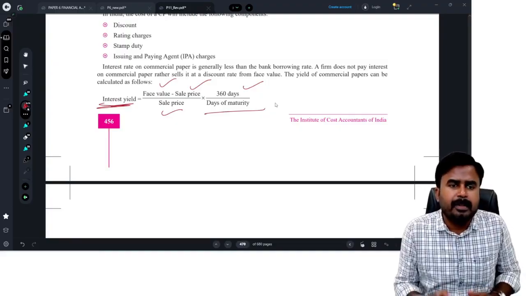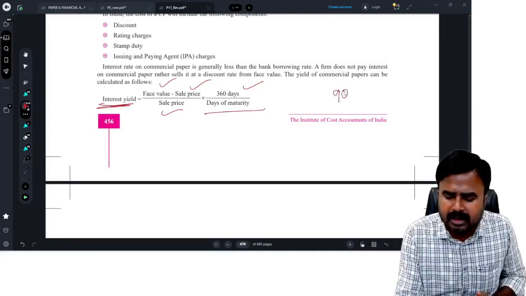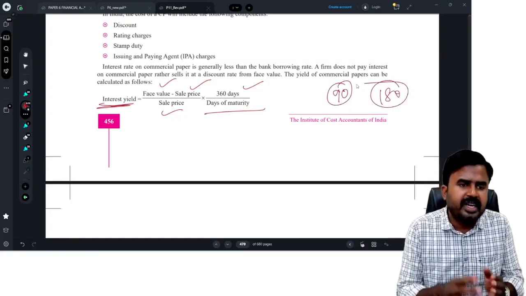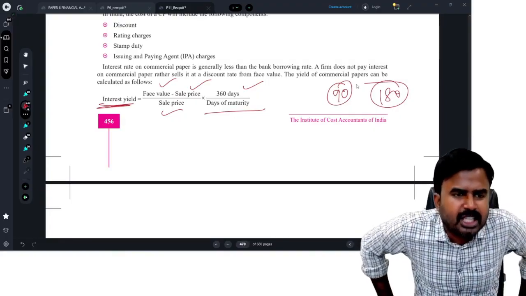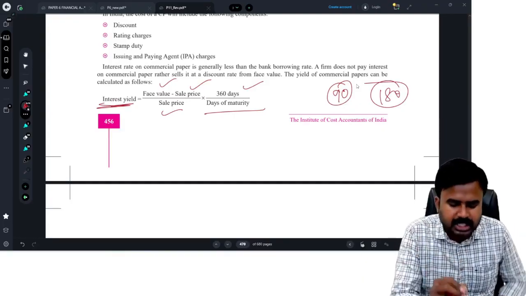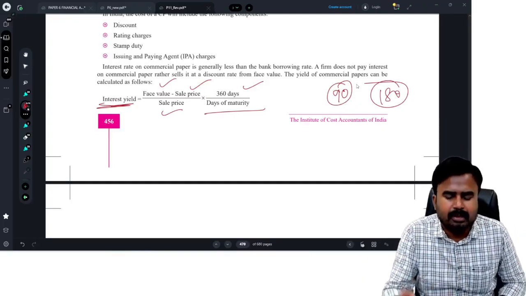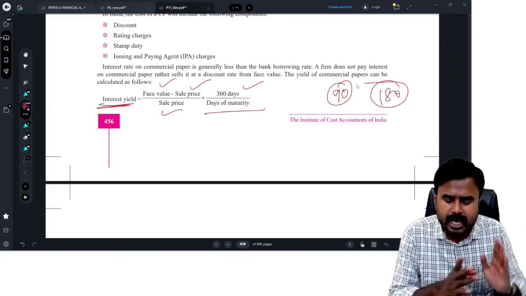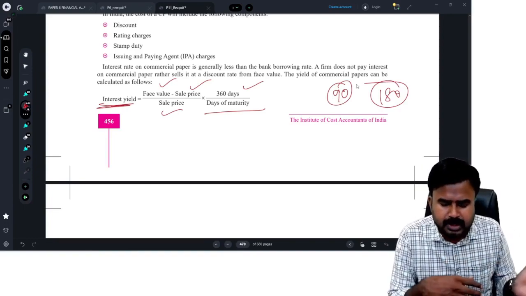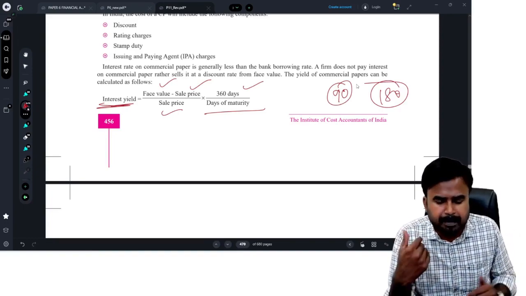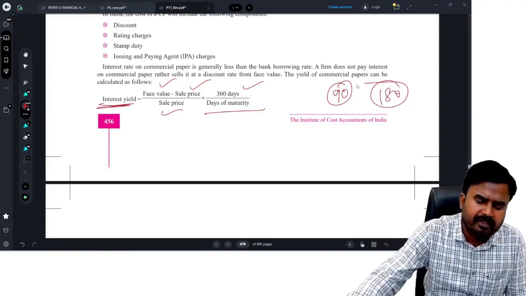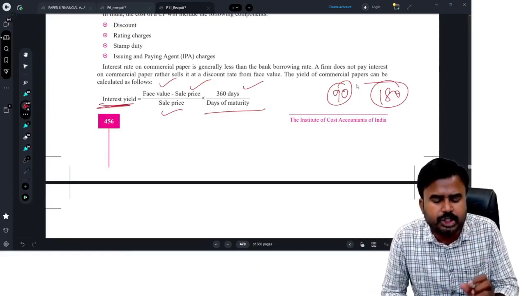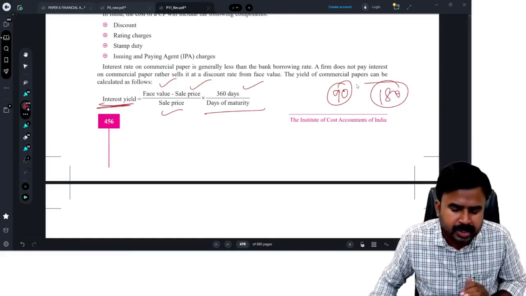Maturity is nothing but the maturity period of that particular commercial paper. That can be 90 days or 180 days, it depends. So what is the formula for interest yield of the investor by buying this commercial paper? Face value of the commercial paper minus the sale price, divided by sale price. This is the sale price from the issuer's perspective, and it is the purchase price from the investor's perspective. Into 360 days by days of maturity, the maturity period of the commercial paper. So this is the formula.